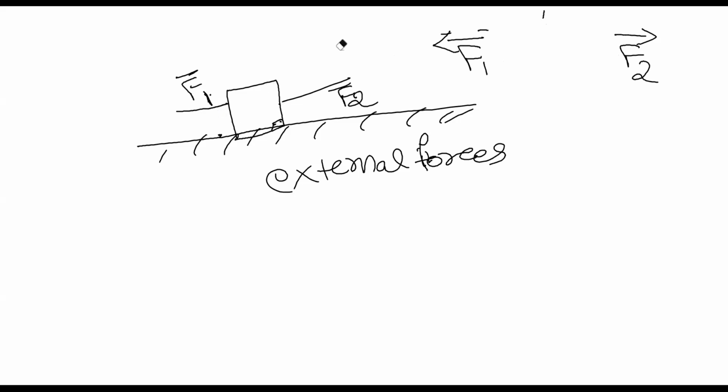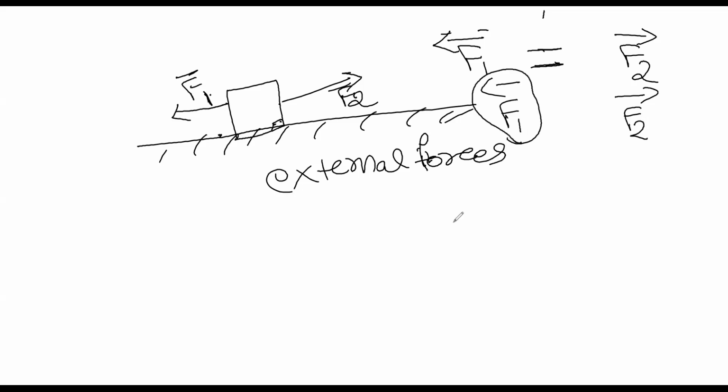Let us suppose this is the normal tug of war, where they pull the rope, right? So when the F1 force is equal to the F2 force, when the forces are equal, then the body won't move. When F1 is in this direction and F2 in this direction, and F1 is greater than F2, then the body will move towards F1, correct?